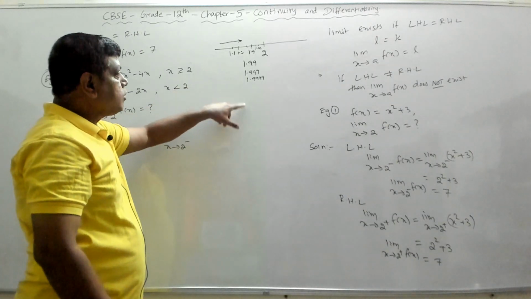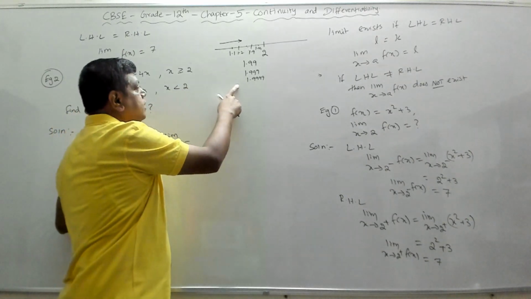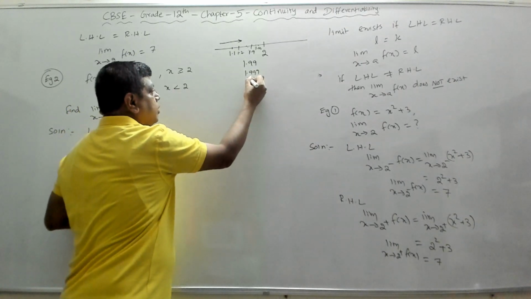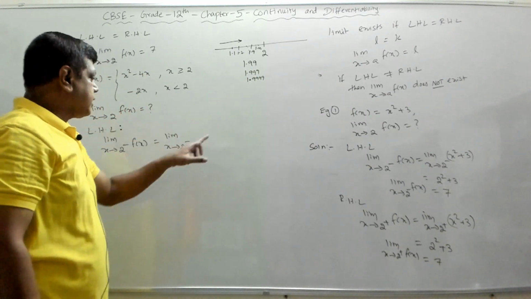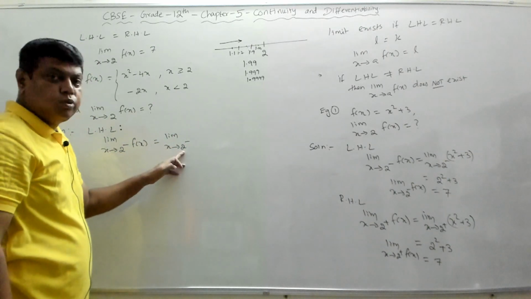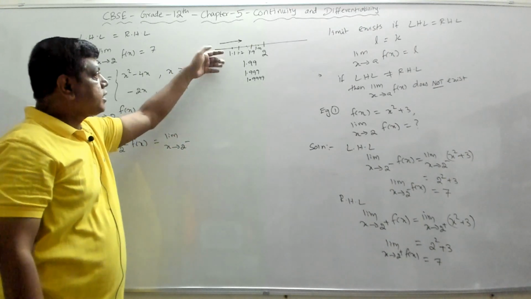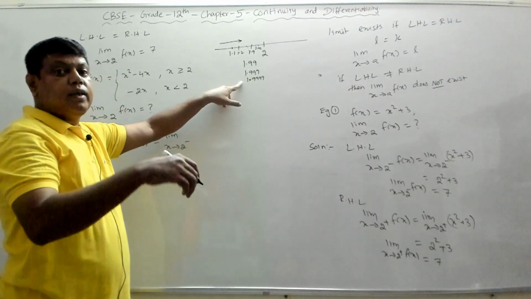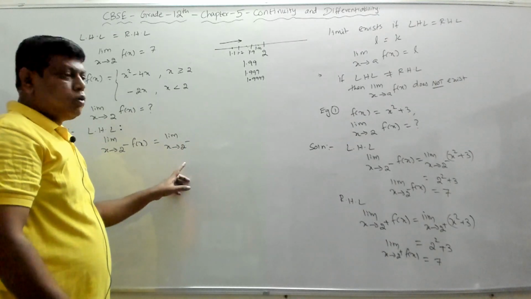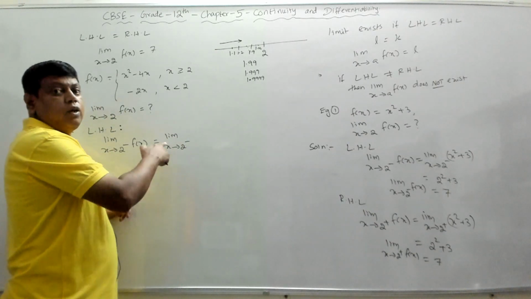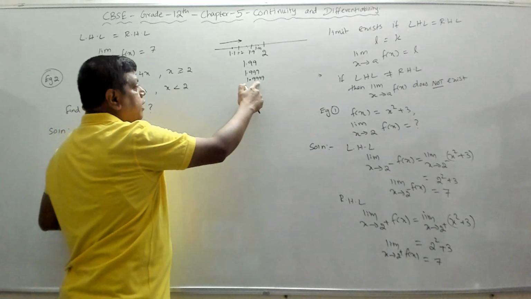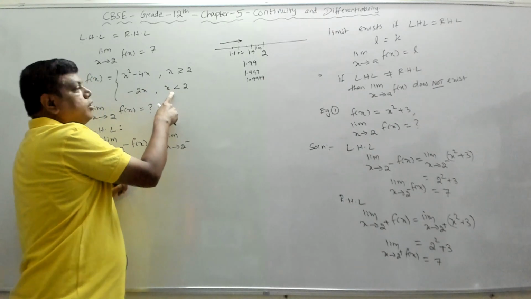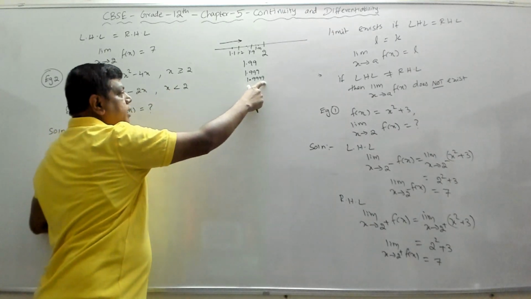These are your x values, and suppose we take a particular value of x, let's say 1.99 or 1.999, whichever. Now this is your x. Since x is approaching 2 through values less than 2, x can take any of these values. I am taking one which is very close to 2 but less than 2, because it is 2 minus, which is 1.999. Now check whether this x is greater than or equal to 2 or less than 2. 1.999 is less than 2.